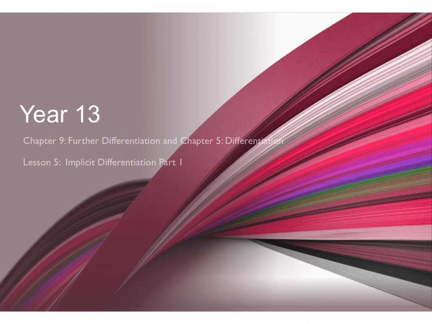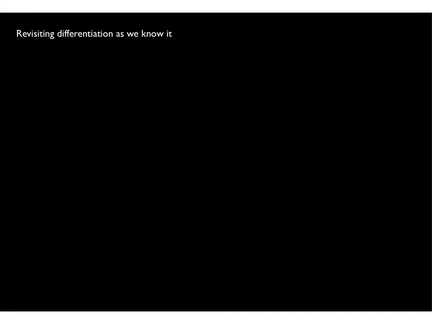Year 13, Chapter 9, Further Differentiation, with some links back to Chapter 5, Differentiation, Lesson 5, Implicit Differentiation, Part 1. So let's start off by revisiting differentiation techniques as we know them.